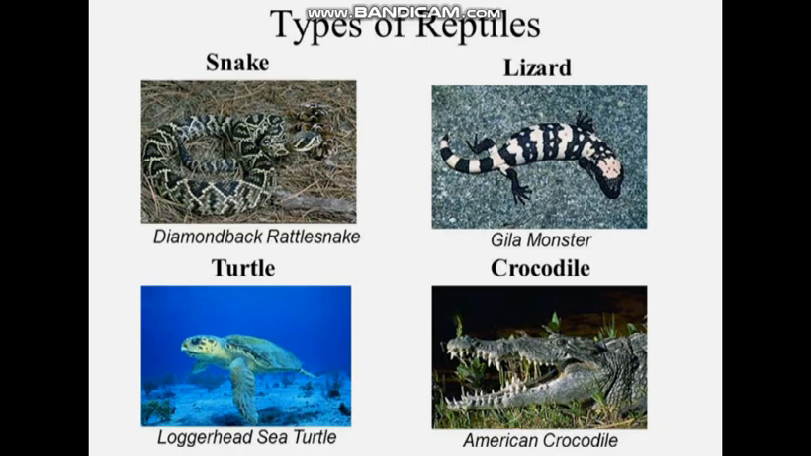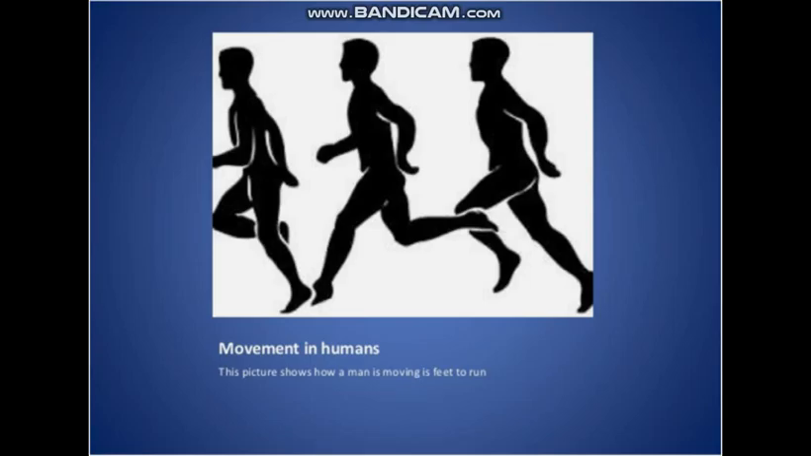These are different types of reptiles: snake, lizard, turtle and crocodile. And this is movement in humans.